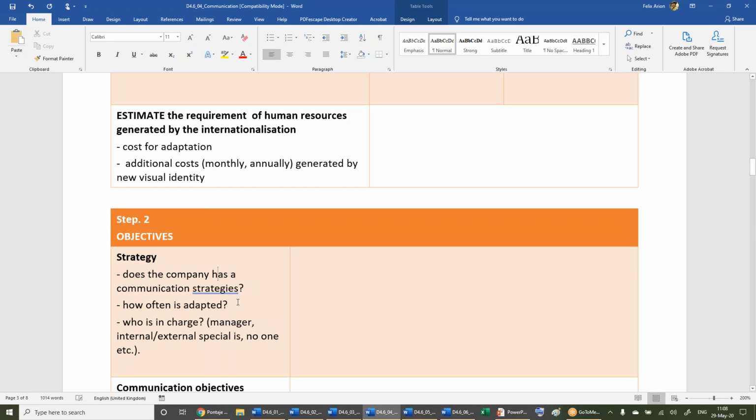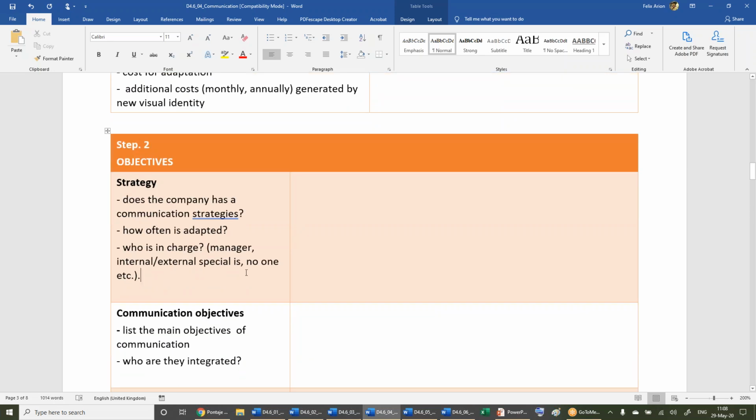Then it's the same for the communication objectives. So it's a communication strategy. Do you have a communication strategy? How often is it adapted? Generally, a strategy should be done for 5 years, should be adapted at least once every 2 years, but should be evaluated every single year. So do you make that process or not? If not, take a look and try to do it.